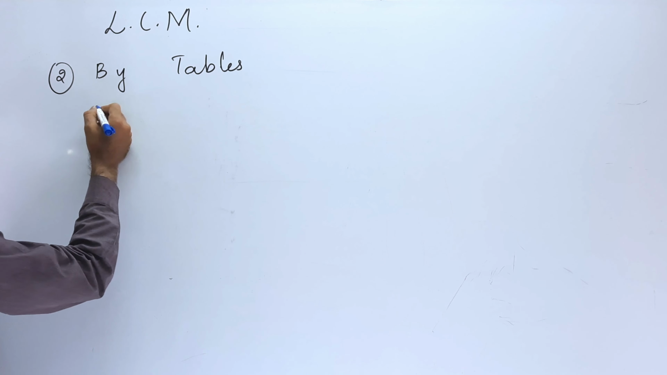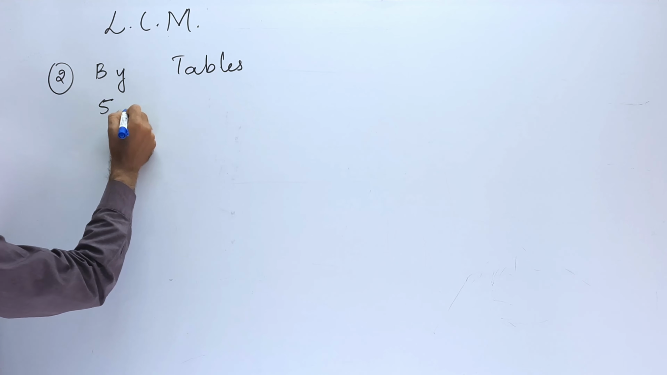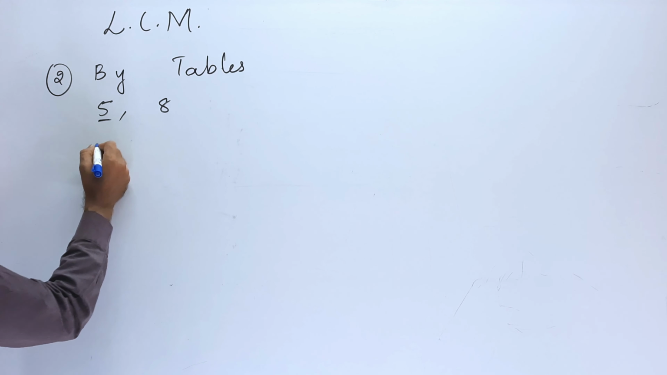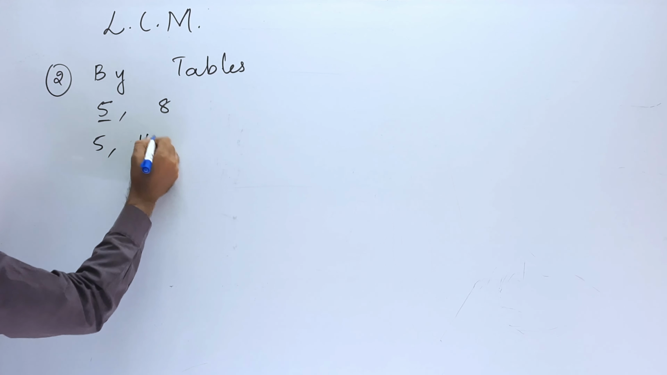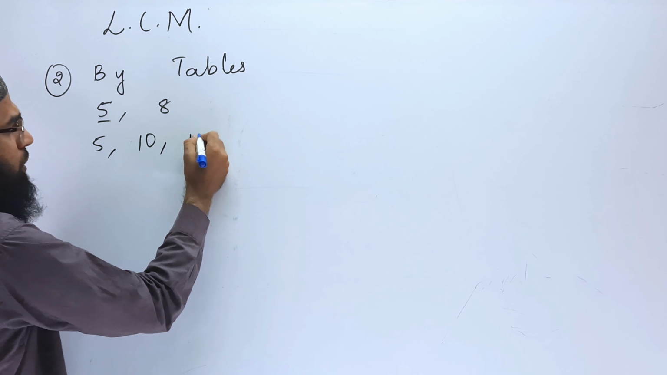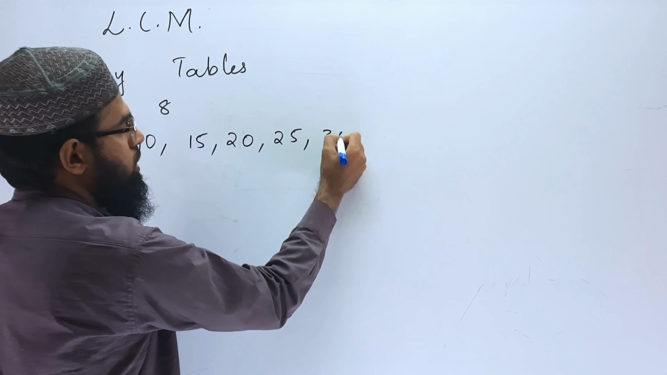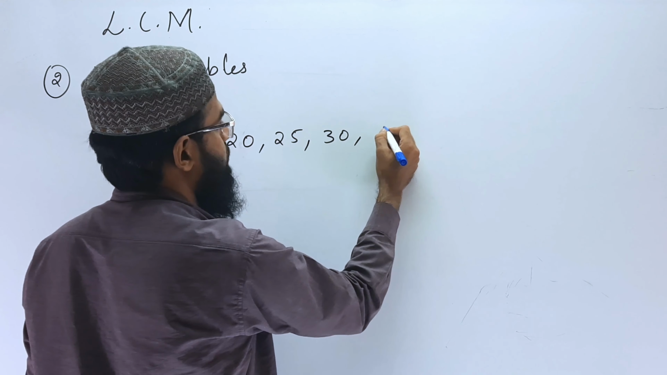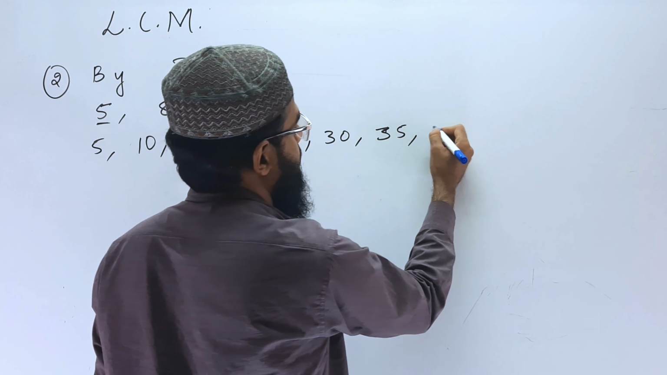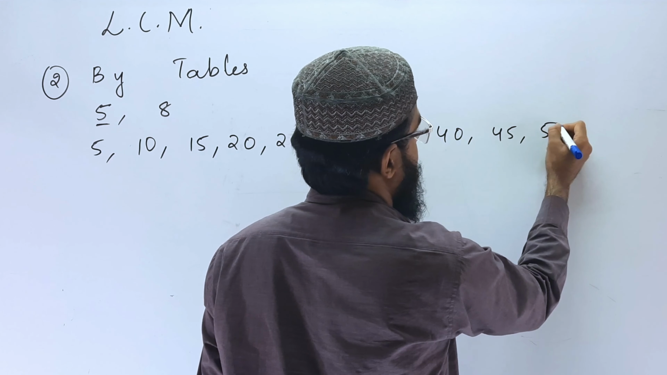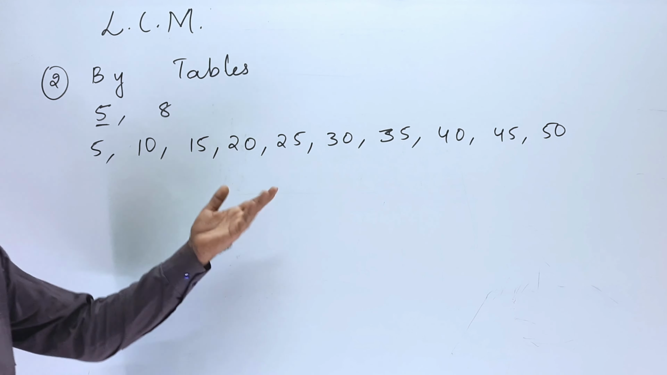Suppose I have been asked to find the LCM of 5 and 8. So how are we going to find it? Let us write the multiples of 5, or you can say the table of 5. 5 1s are 5, 5 2s are 10, 5 3s are 15, 5 4s are 20, 5 5s are 25, 5 6s are 30, 5 7s are 35, 5 8s are 40, 5 9s are 45, 5 10s are 50. You can write more than this also.